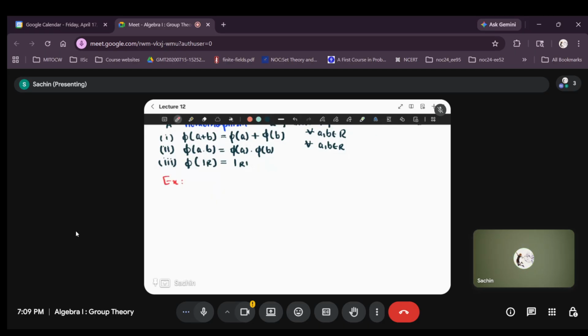For example, let us take both the rings to be the ring of integers. Now, what kind of homomorphism can we get? See, this phi of 1 goes to 1 that produces a lot of constraints on what the homomorphism can be. So, it is more restrictive than group homomorphism.